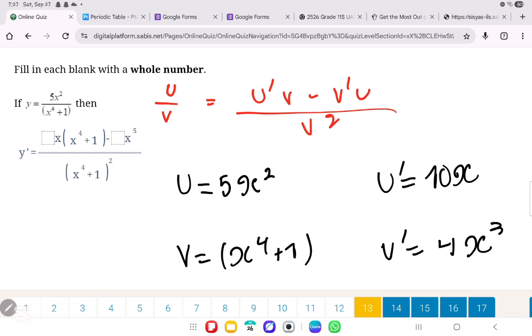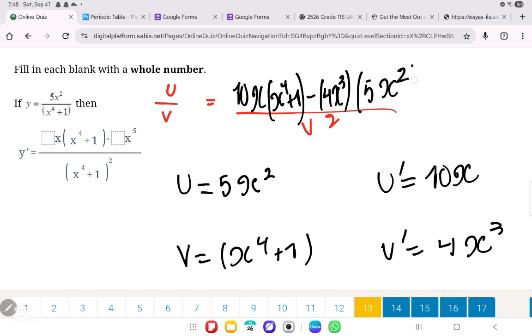Now, what do they need from us? They need us to put the values into the equation. So let's put the values into the equation. Instead of u prime, we will put 10x. Instead of v, we will put x to the power of 4 plus 1. Then minus. Instead of v prime, we will put what? We will put 4x to the power of 3. And then instead of u, we will put what? We will put 5x squared. And then instead of v squared, what do we put? We will put x to the power of 4 plus 1, all of it squared.